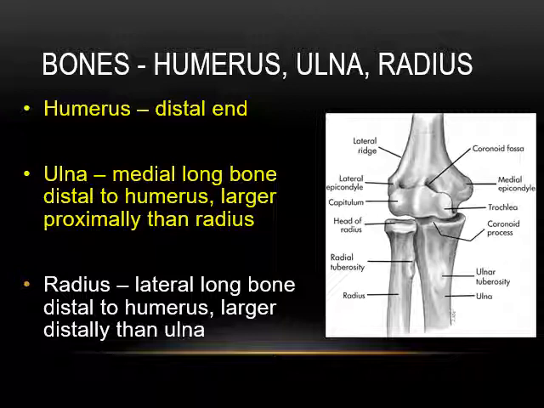Right here, you're looking at the proximal radial ulnar joint. The ulna is larger from this view, whereas when you look at the distal radial ulnar joint, the radius is larger.